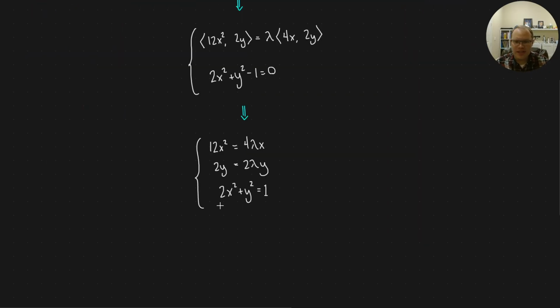This is the system of equations we want to solve. We have 3 unknowns, x, y, and lambda. We have 3 equations. Now what jumps out to me is this equation right here. I've got 2y on this side, I've got a 2 and a y on that side, so what does that mean for lambda?